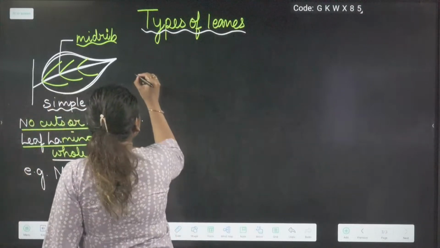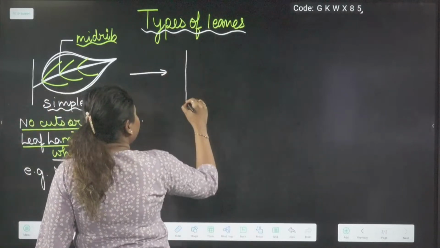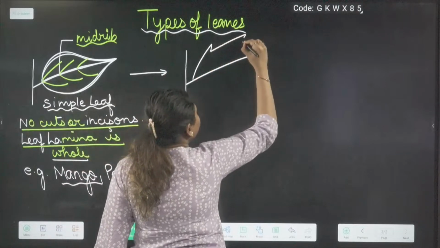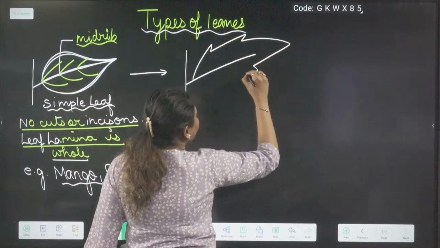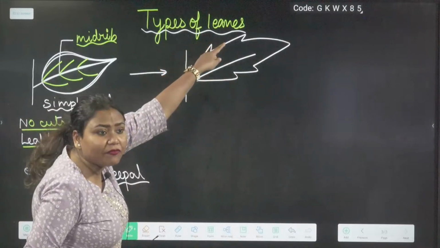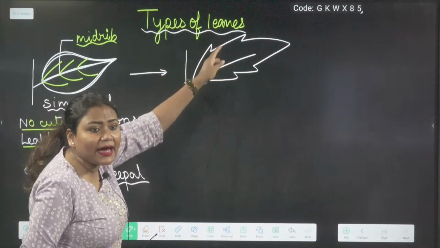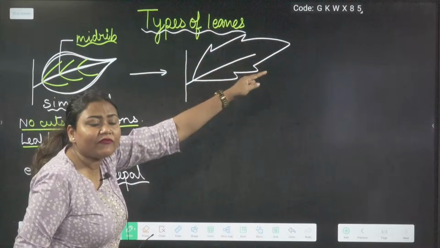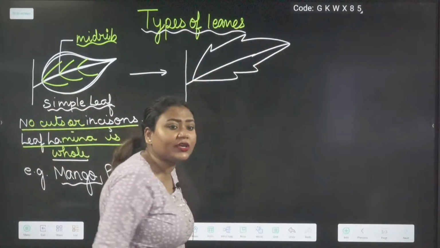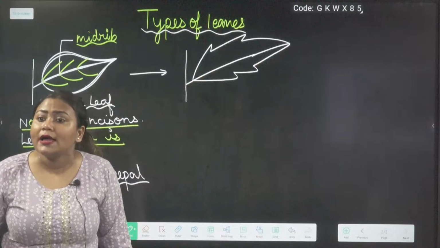Now, suppose I cut the leaf, but the cuts are not touching the midrib. Here, can you see I have cut the leaf? I have incised the leaf. But is my cutting reaching the midrib? Tell me, yes or no.